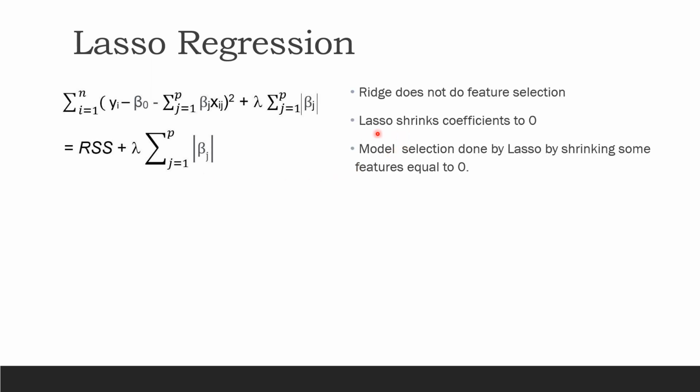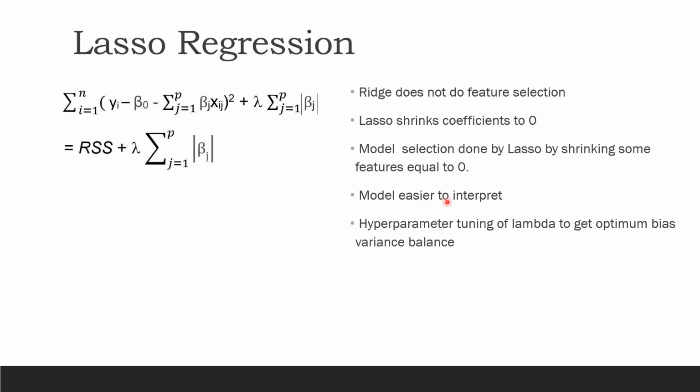So lasso actually shrinks the coefficient to zero, and by doing that, some of the features get eliminated, and hence the feature selection is actually done in the model, and the model becomes easier to interpret. And as we saw from the bias variance balance, this was the total error. So at a certain lambda, we get this minimum total error. This is what we are doing.